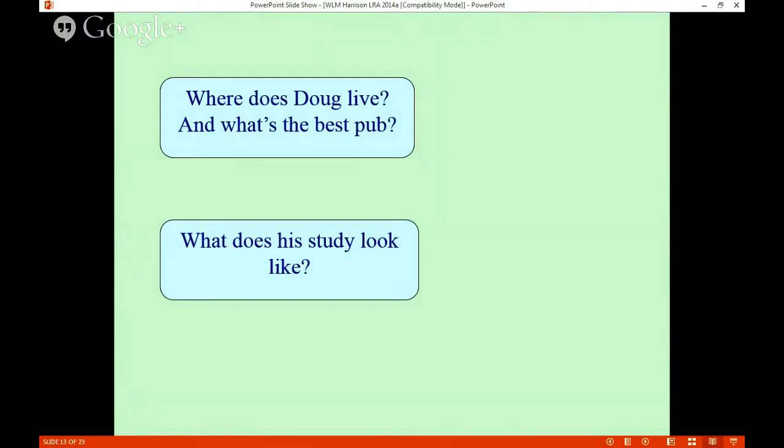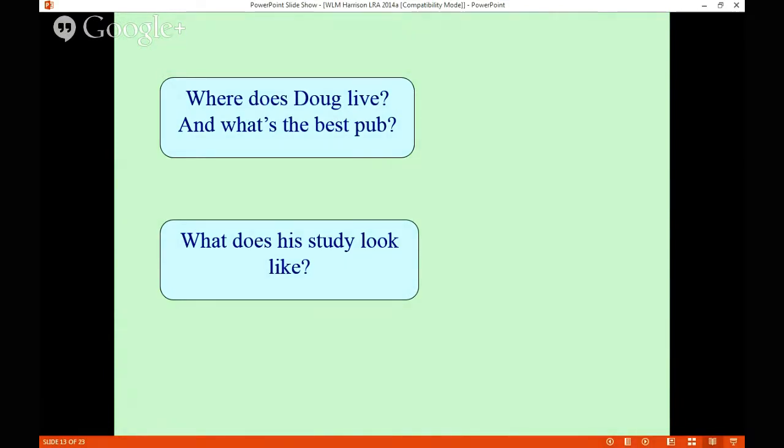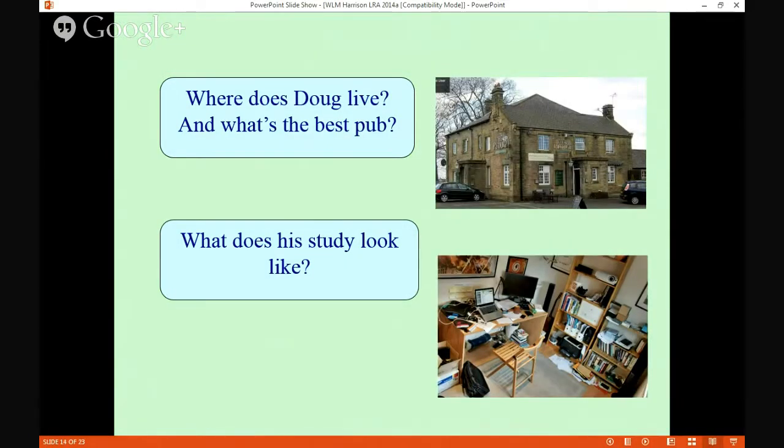I haven't asked him those questions, but I've done a little bit of digging on the internet, and there is the Plough in a small village in the north of England, which was the best pub in his village. There's a photo of his study, which he shared on one occasion. He says it's no tidier now, even though he's moved house.